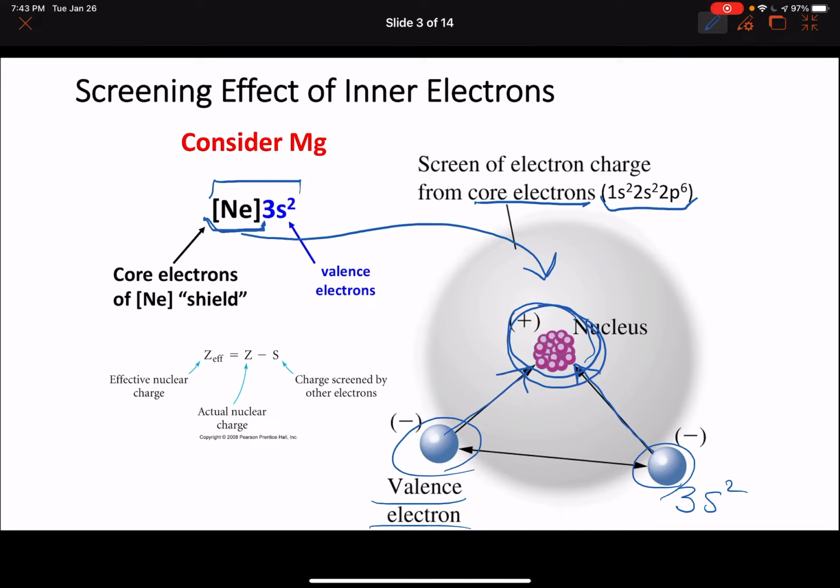Okay, so we introduced this equation just a moment ago. We're going to calculate an effective nuclear charge, starting with what we know based on the number of protons in that nucleus and subtracting some value from that, which is identified by the number of electrons in that core. Okay, in this case for magnesium, 10 electrons.